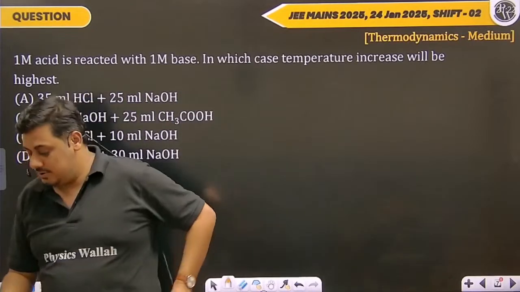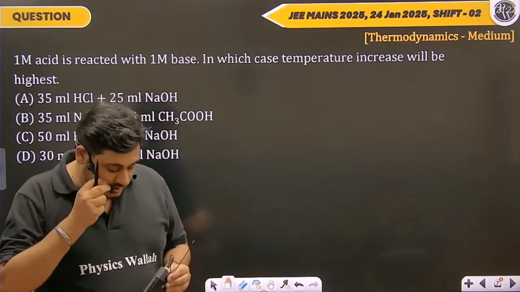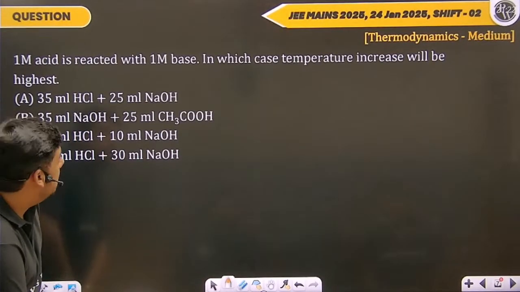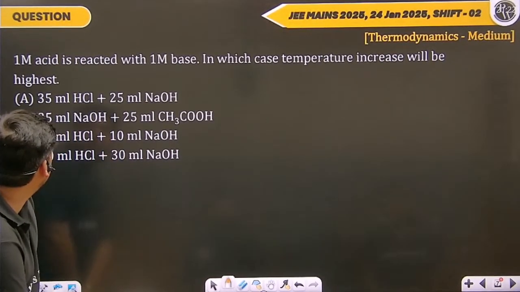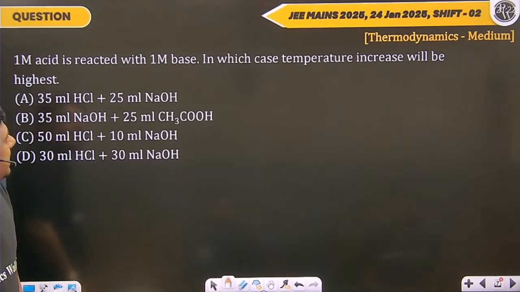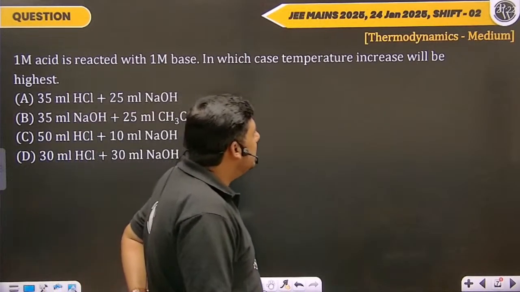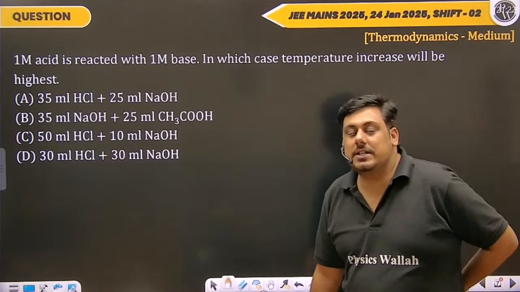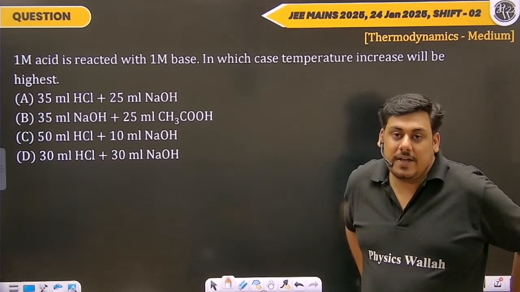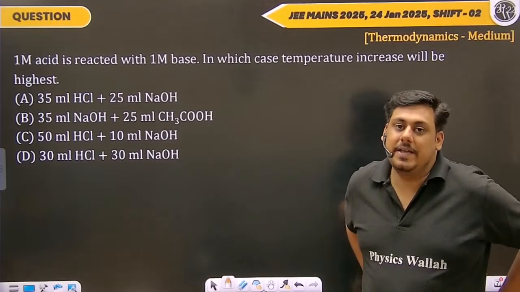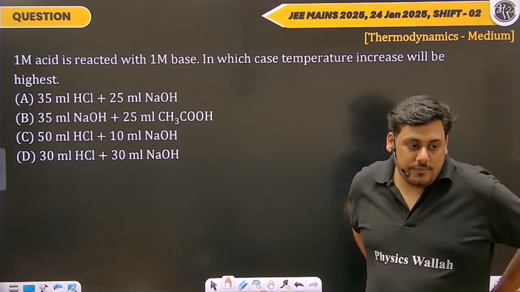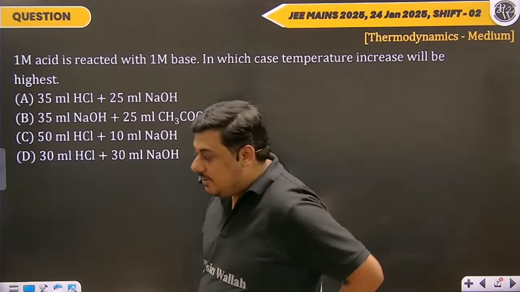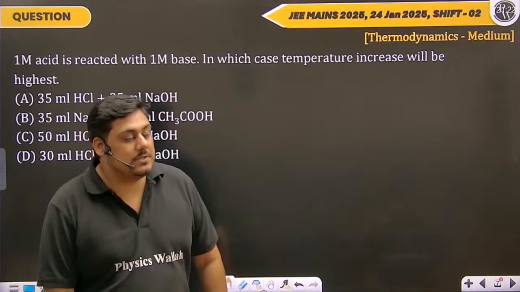Okay, so as you can see, the question is from the thermodynamics chapter. It is about the neutralization reaction. 1 molar acid is reacted with 1 molar base, in which case does the temperature increase the most? So when complete neutralization occurs, that means equal equivalents of acid react with equal equivalents of base, then the maximum amount of heat is generally released, or you can say energy is generally released, which will result in the maximum increase in the temperature.